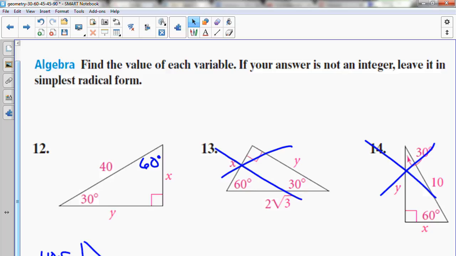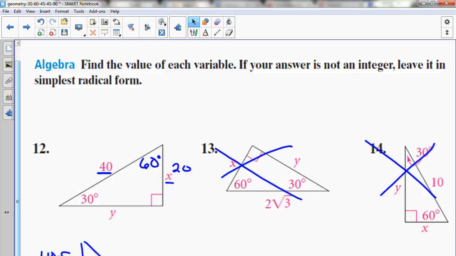Okay. Now, let's look at number 12 though. This time, the 40, they put that on the hypotenuse. So one thing that you couldn't do here, it's really difficult to go from the hypotenuse to the long leg. So you always center everything back to the short leg. Find the short leg first. Now, the short leg would be which one? The X. All right. So what's my relationship between my hypotenuse and my short leg? It's going to be half, right? So this would be 20.